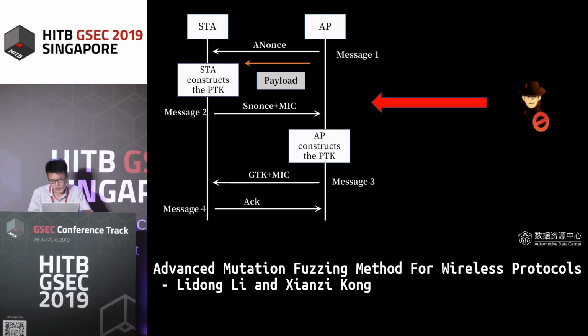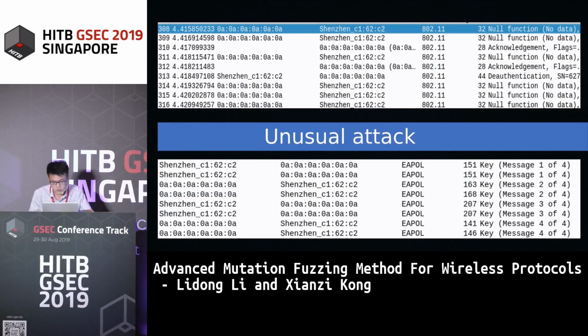If the check fails, the handshake fails. If checked successfully, the access point generates PTK and GTK. In message 3, GTK and MIC are sent to the station together. The station sends message 4 as an acknowledge frame to confirm. So, to fuzz the station, we can construct the payload in message 1 and message 3. We try to find some unusual attacks that may bring unexpected results.